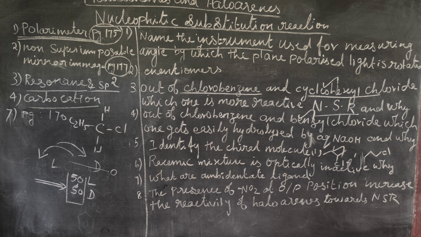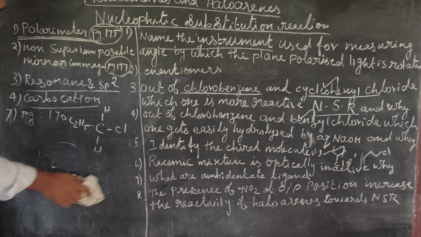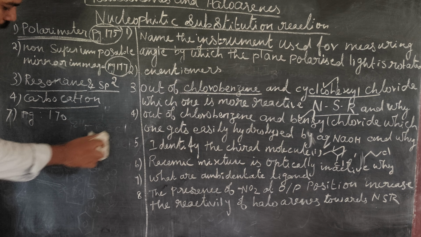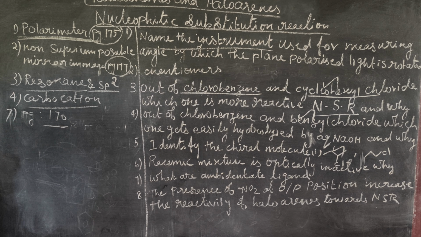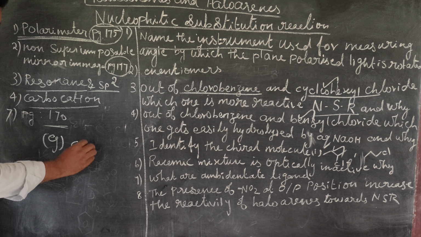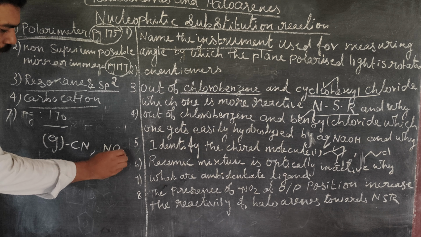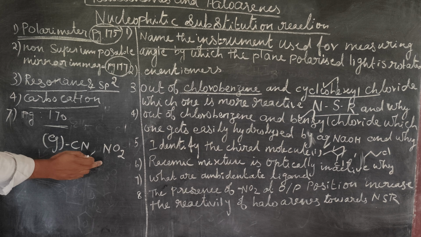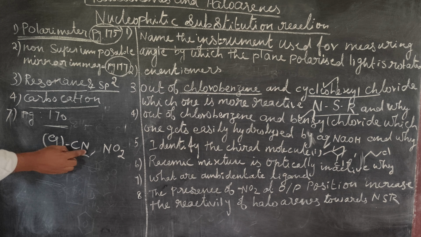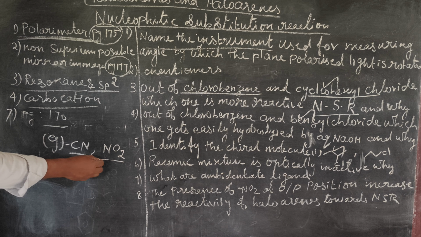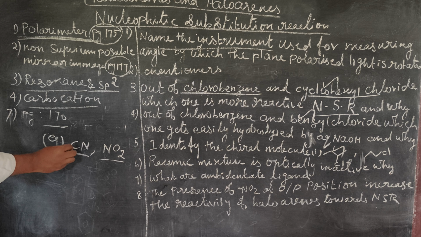Then what are ambidentate ligands? It is on page number 170. For example, CN and NO2 are ambidentate ligands. Here carbon and nitrogen are there, and here nitrogen and oxygen. Both atoms have the tendency to bond with the reactants.